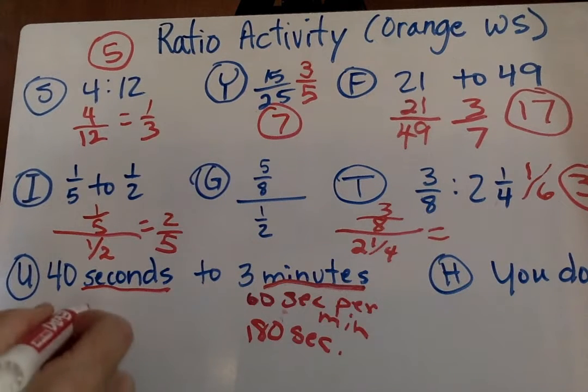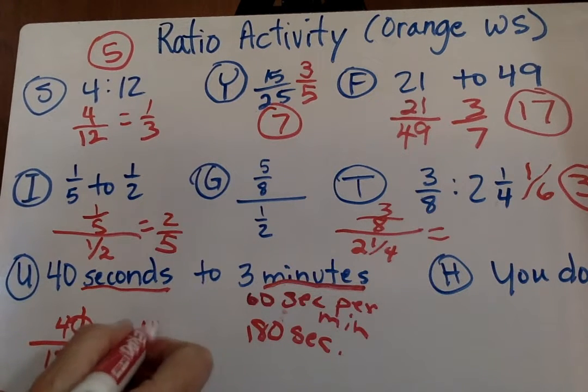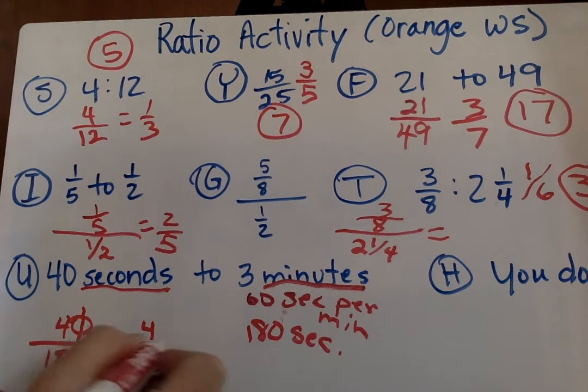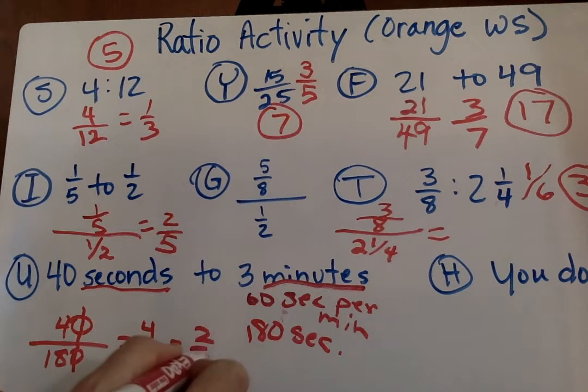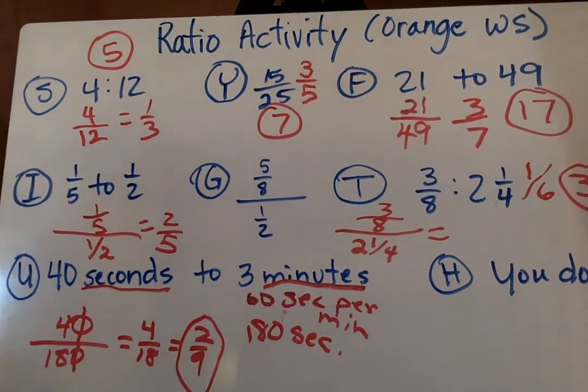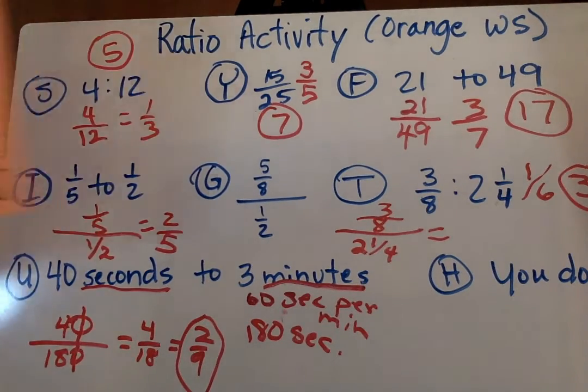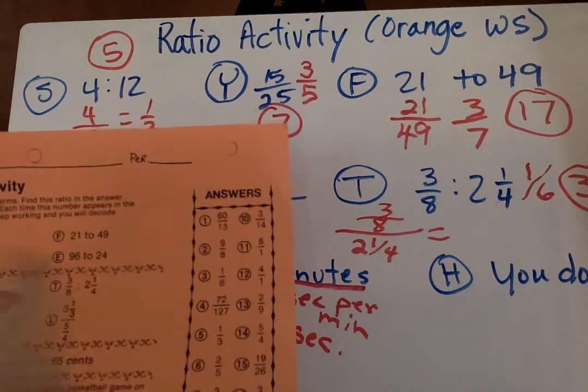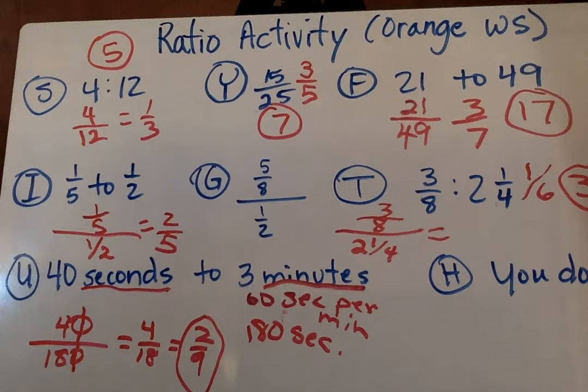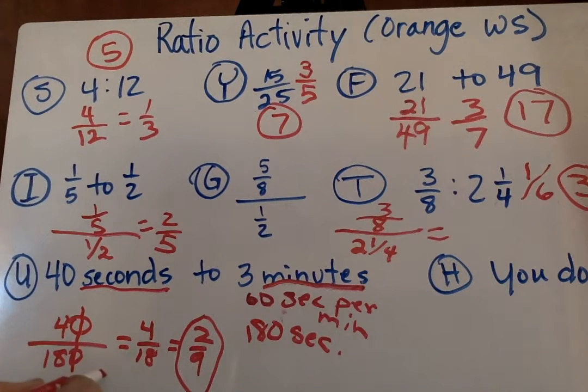40 over 180, I can cross out the zeros. 4 over 18, and then 2 goes into both, which will be 2/9. So again, if I've done something wrong, I won't find the answer over here. So 2/9 is 13 right there. So I say that U is 13. Okay. I'll let you do H. I would just give you the hint that $3 I would change to pennies, like how many pennies in $3, and then do the ratio from there.